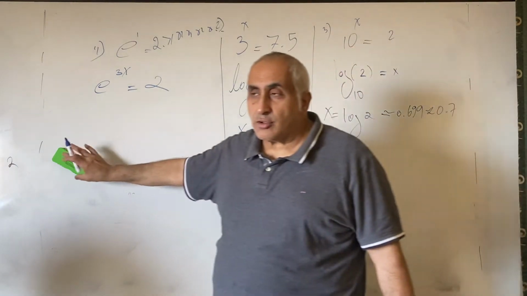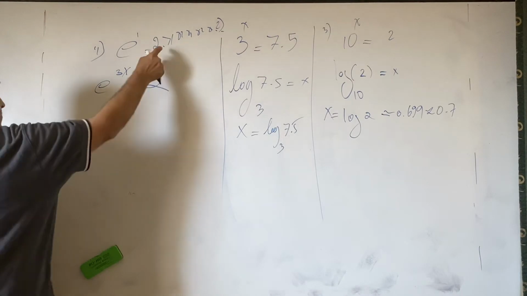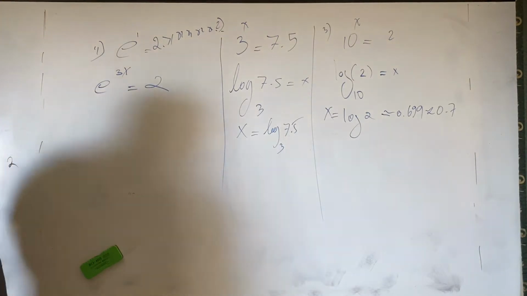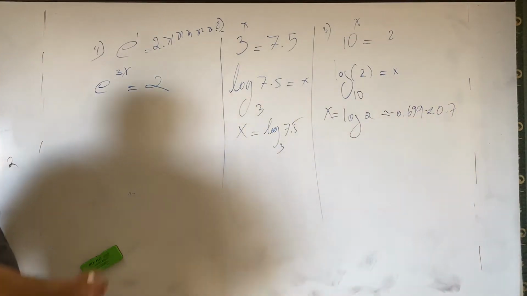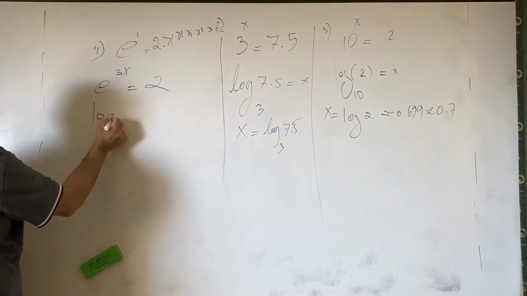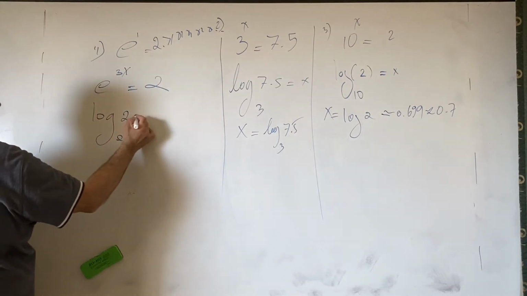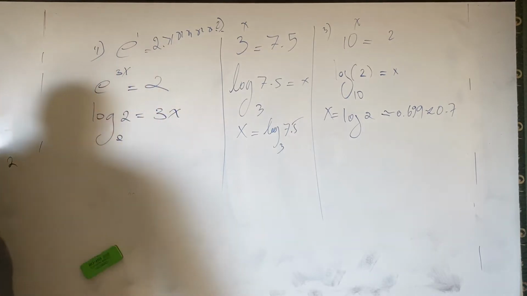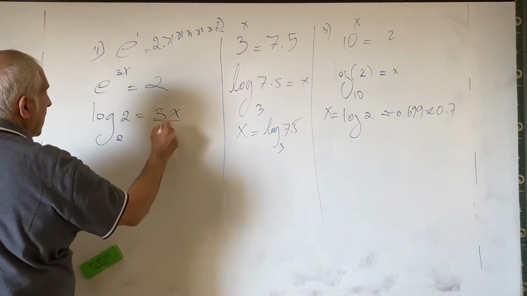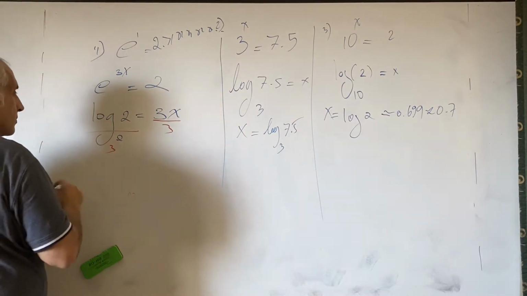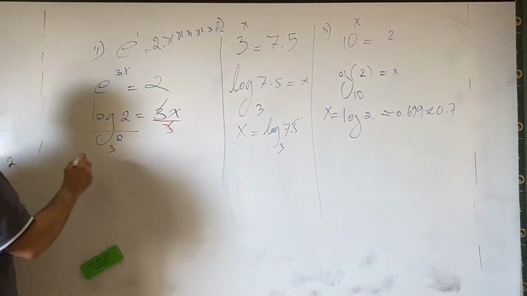Let's turn this into log. Remember, e is like a number. All the numbers we know on earth are called real numbers. So that's a real number. So I'm going to introduce the log. This is the base. Switch those. I can divide both sides by 3. Why? Because I'm good in algebra.